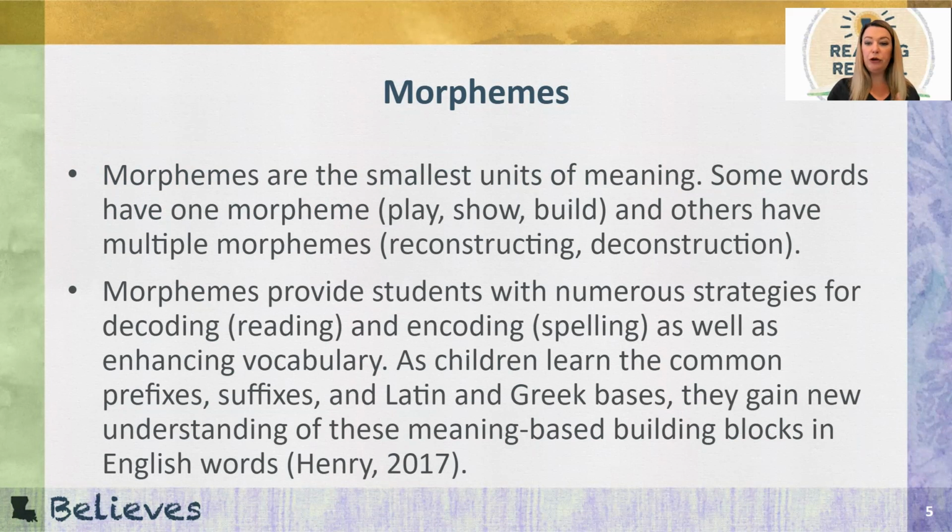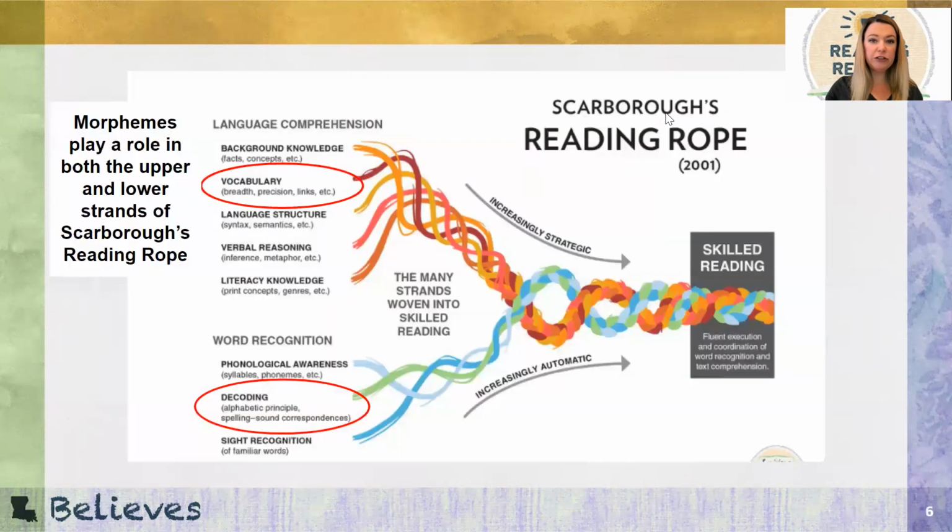Morphemes provide students with numerous strategies for decoding, which we said is the student's ability to see those letters, put them together and read a full word, and encoding. So you tell the student what the word is and they're able to spell it out, as well as enhancing vocabulary. And as children learn the common prefixes, suffixes, and Latin and Greek bases, they gain new understanding of these meaning-based building blocks in English words.